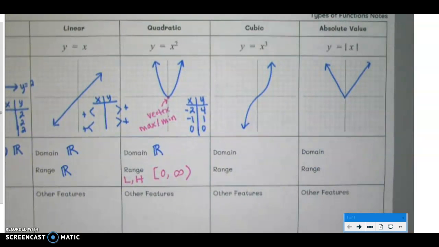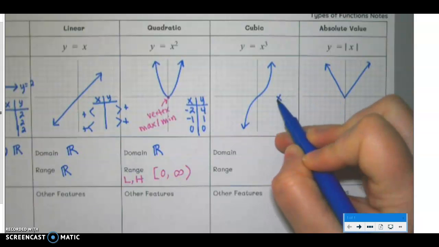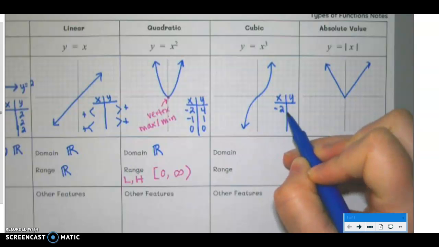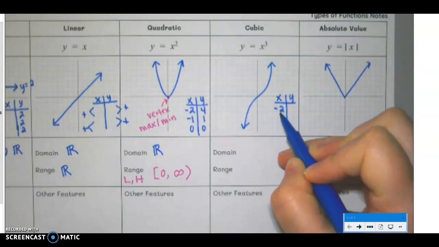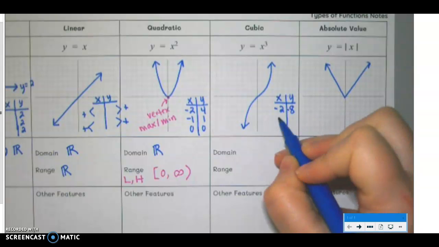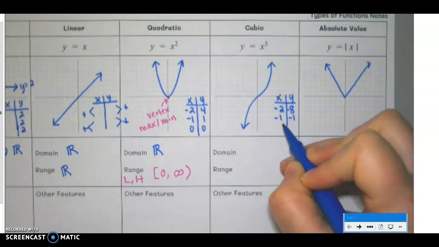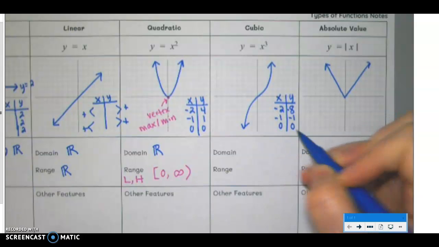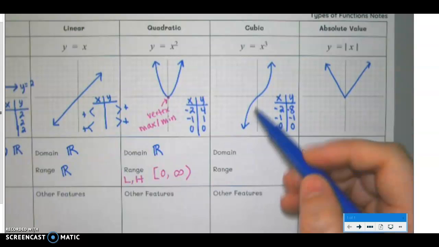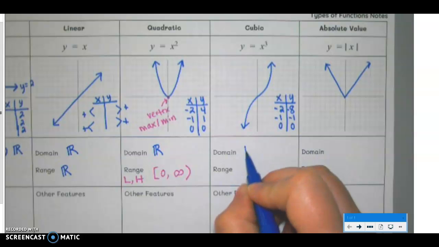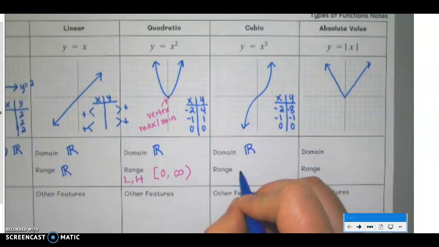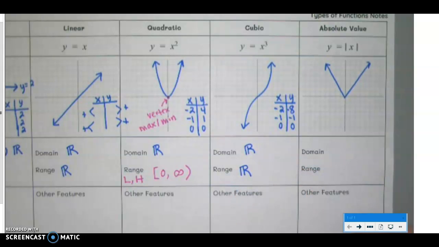All right, cubic. If you're analyzing cubic from a table, you'll be taking the x value and cubing it, so raising it to the third power. So negative 2 cubed would be negative 8. Negative 1 cubed would be negative 1, 0 is 0, and then you would continue just raising whatever's in the x column to the third power. Arrow to the left, arrow to the right. Domain is all real numbers. Arrow going down, arrow going up. Range is all real numbers.